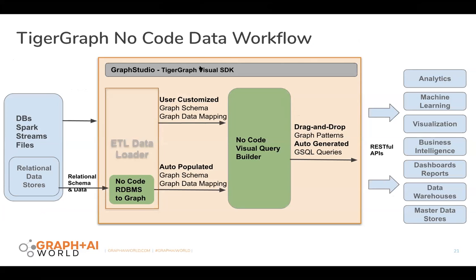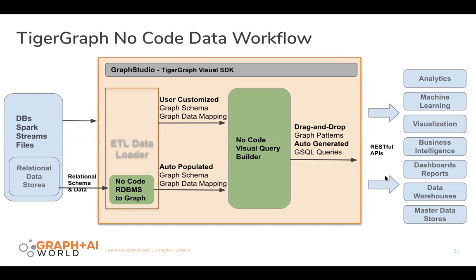Just high level, in terms of the no-code data workflow, these two tools provide a complete path from data into TigerGraph and query outside of TigerGraph. This is not the only path that you can take. As you can see from the left-hand side, if you have a relational data store, you can use the RDBMS to graph tool to change the relational schema and data into the auto-populated graph schema and data mapping. Then you can go over to the no-code Visual Query Builder and use drag and drop to generate the graph patterns. And then, of course, there are the auto-generated GSQL queries.